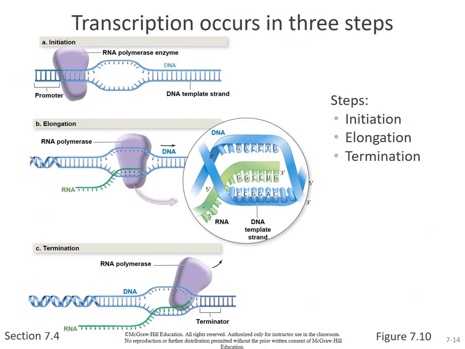Now I'll talk about the same steps that I did in the last slide, but this one shows a little closer detail of what is happening. Just like DNA replication, we're talking about three steps: initiation, elongation, and termination. These three steps are also how transcription is described. Transcription will be occurring in three steps. The first, initiation.